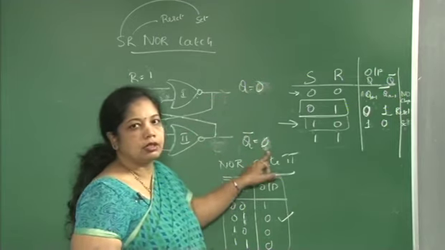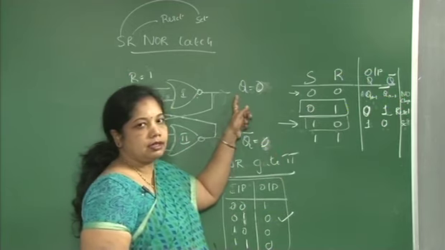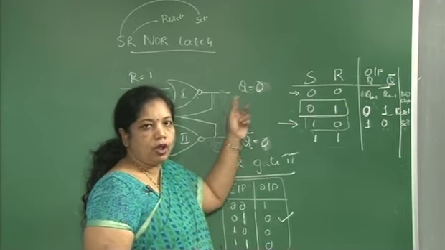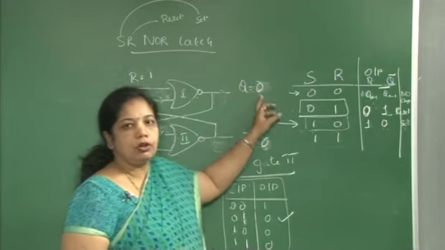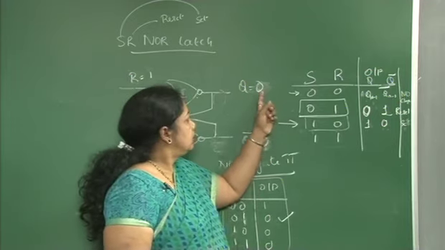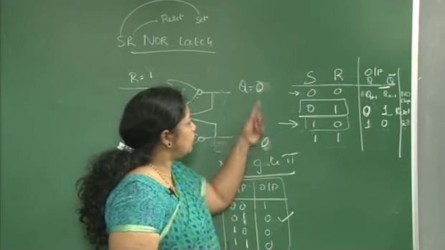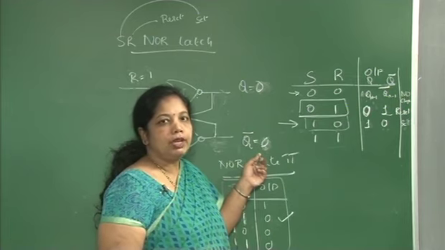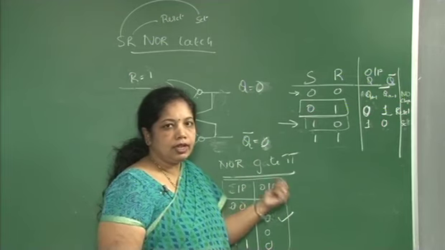So which is contradictory here, it is violating the rule. As we discussed, the output of the latch has a normal value and a complemented value. So your output here is showing both zeros, which is not true. It should be complementary, 0 and 1 or 1 and 0. So this is violating the rule.